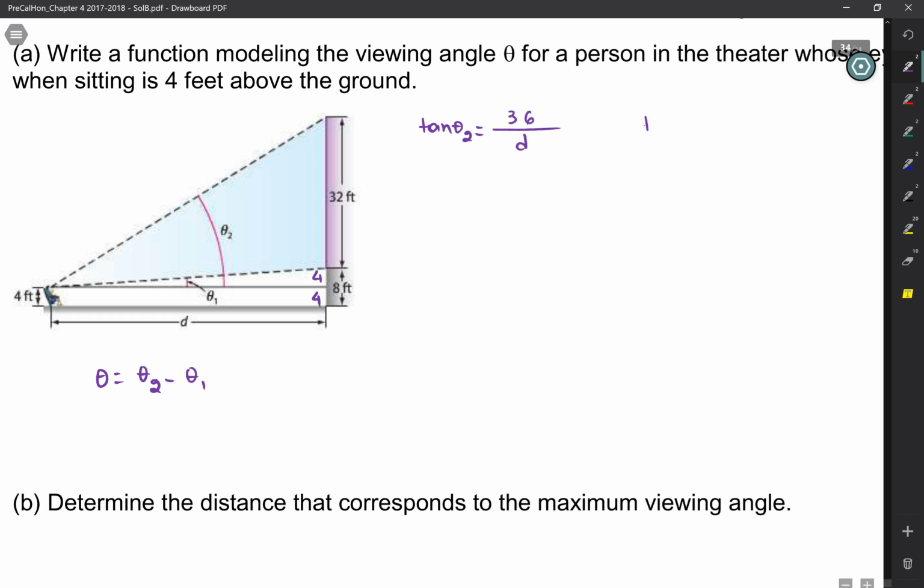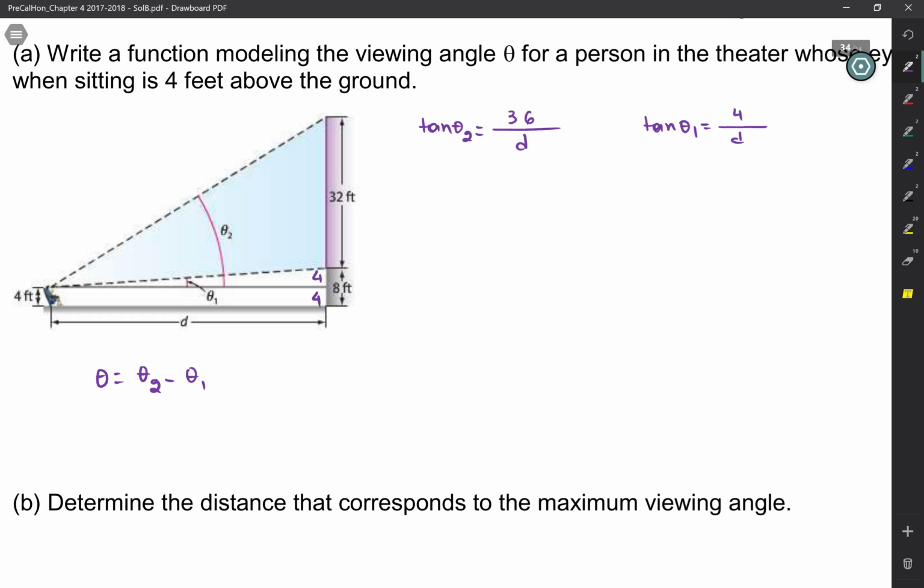Well, how about theta 1 then? Theta 1 is 4 over d. Okay, that's fine, but what I need is a function of theta. What I need is these solved for theta.